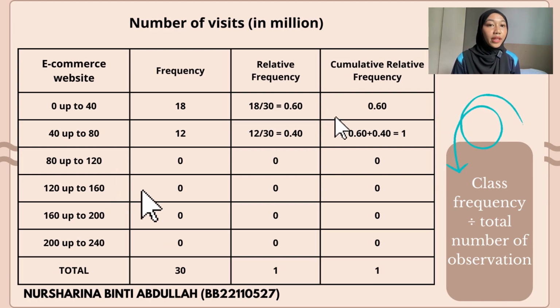After that, we need to find the relative frequency. This is the formula that I use to find it: class frequency divided by the total number of observations. For example, 18 divided by 30 equals 0.60. So, this is the relative frequency for the number of visits 0 up to 40.